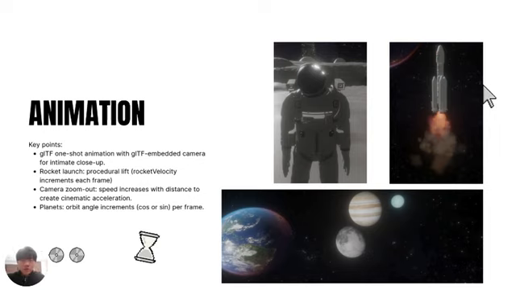camera zoom in and out, we achieved it by the speed increasing with distance to create a semantic acceleration. And then for the planet spinning around the Earth, we adjust the orbit angle, like cosine or sine, per frame to achieve the spinning animation. I will now pass the time to Ken to talk about the visual.